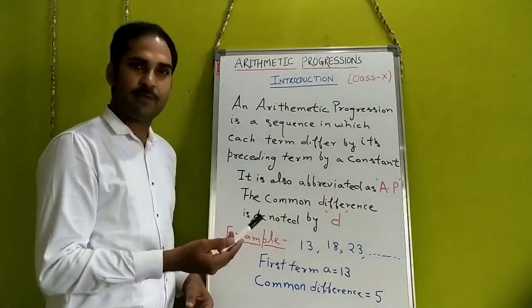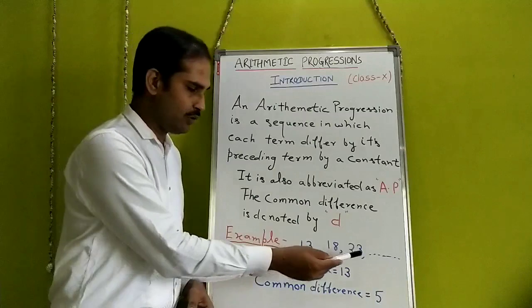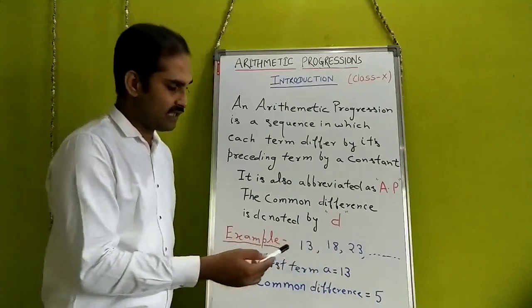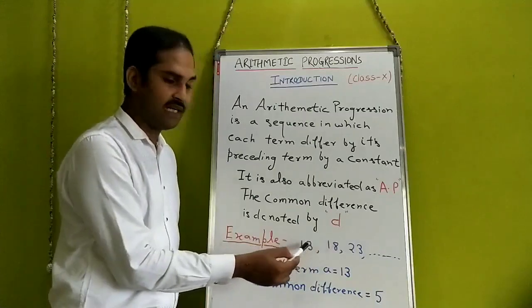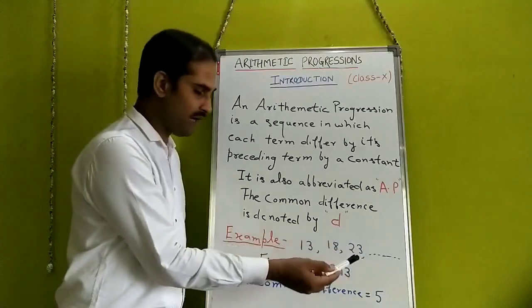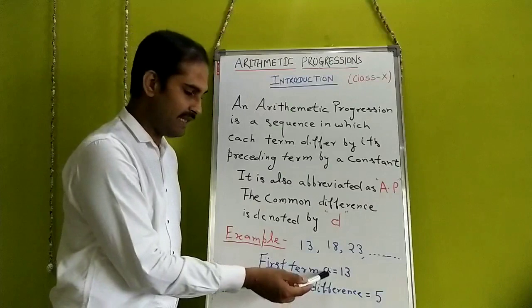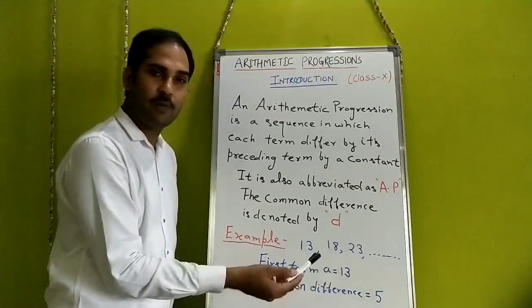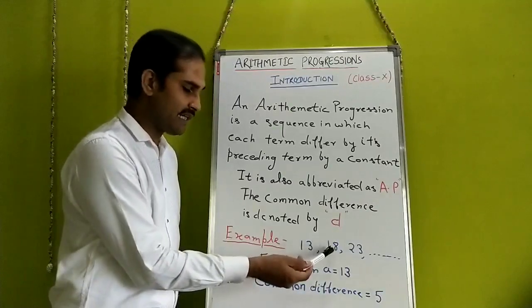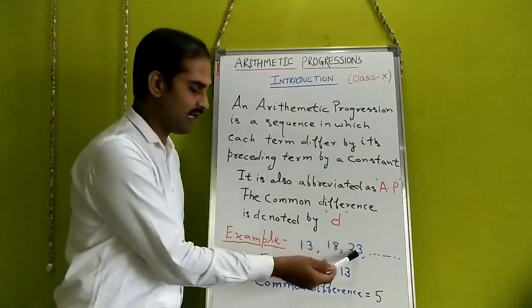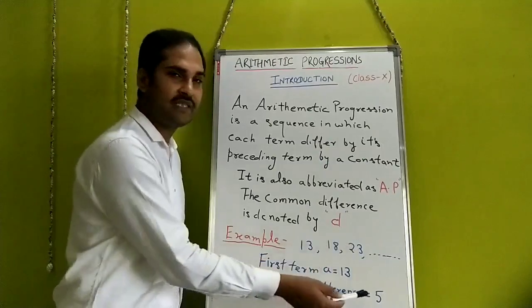For example, if we suppose an AP as 13, 18 and 23, we can see here that the common difference is constant. 18 minus 13 is 5, and 23 minus 18 is also 5. So these terms are in AP. Here the first term is denoted by the symbol a, which is equal to 13, and the common difference is obtained by subtracting the first term from the second term, or the second term from the third term. So the common difference is 5.